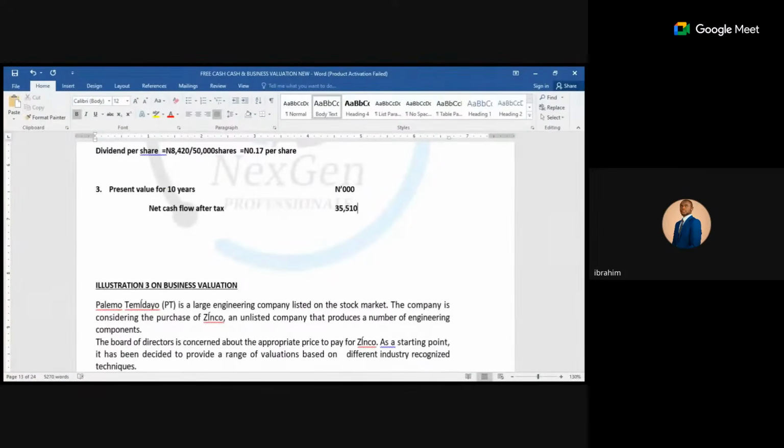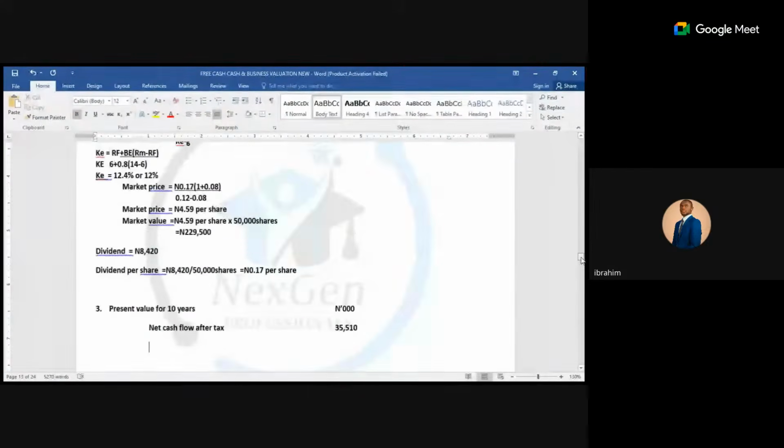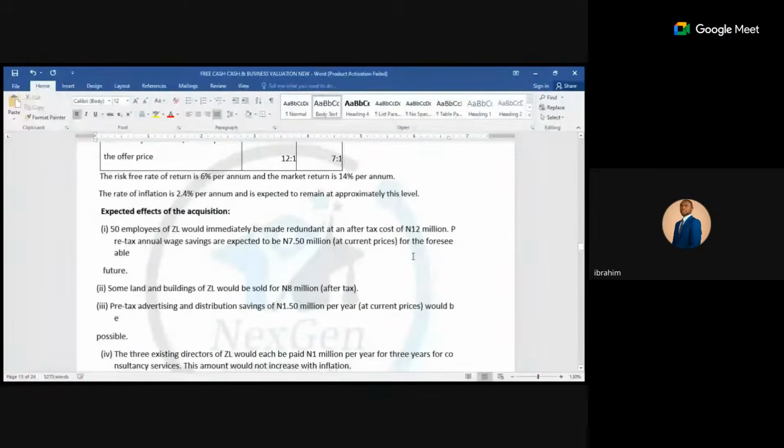35,510. Plus, then we have to add the expected effect of the acquisition. We have to consider all the relevant cash inflows as well as the cash outflows, because that is what forms our cash flow.